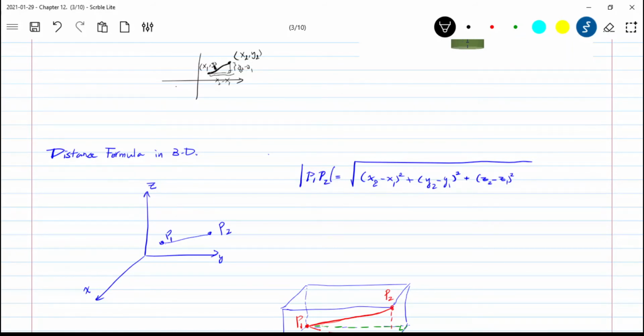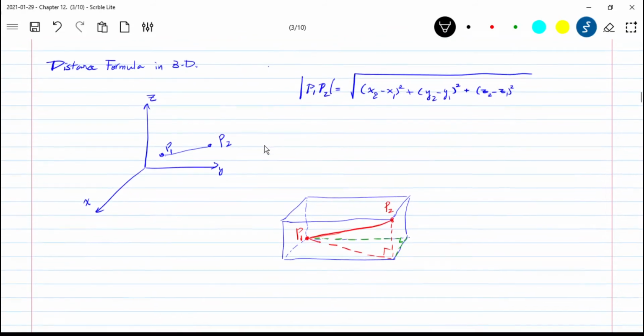Then what would be the length? You use the Pythagorean identity: x2 minus x1 squared plus y2 minus y1 squared must be equal to the distance between these two. So let's call it distance squared. So what would be the distance? The distance would be basically the square root of this. This would have been in 2 dimensions, the distance between 2 points. In 3 dimensions, it's exactly the same.